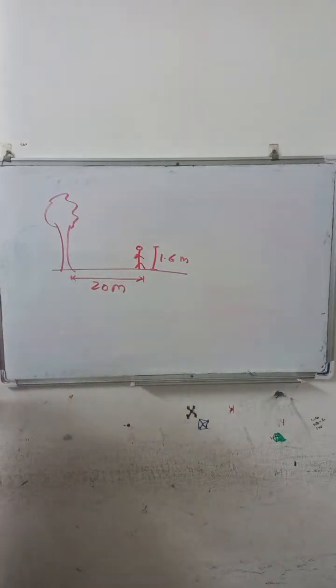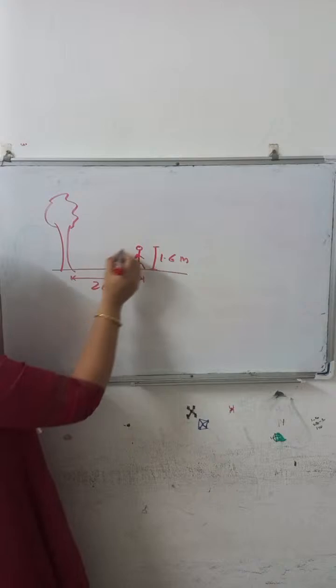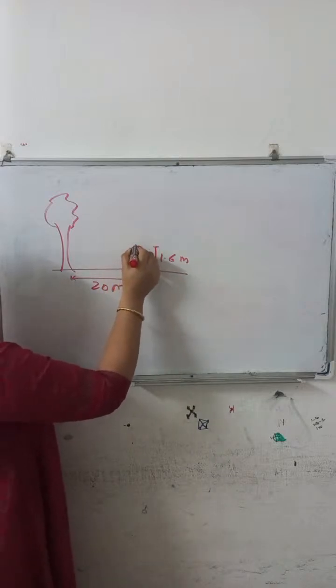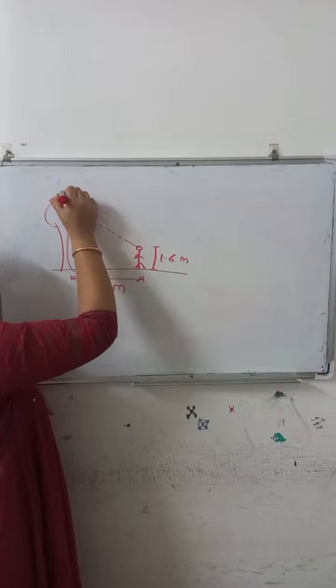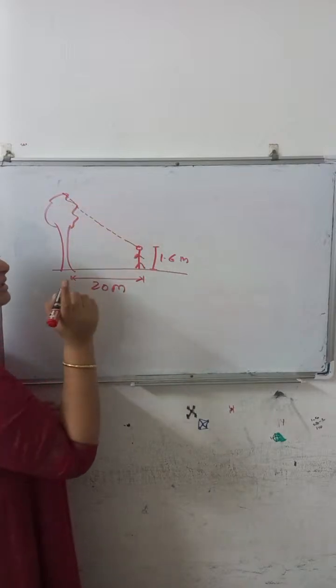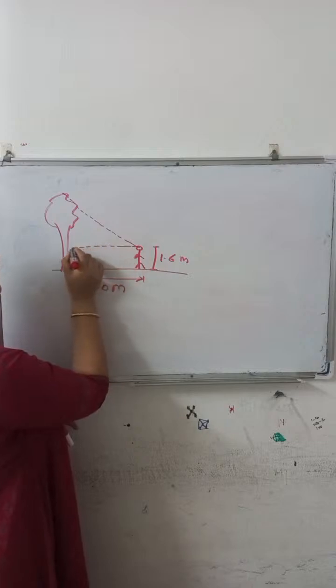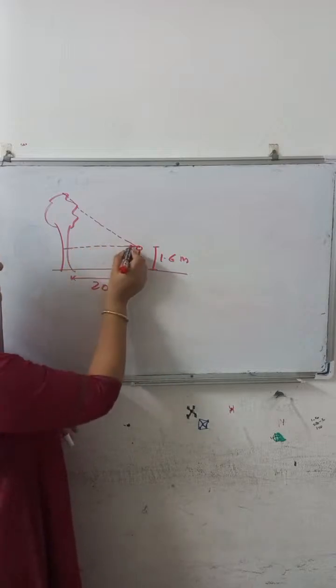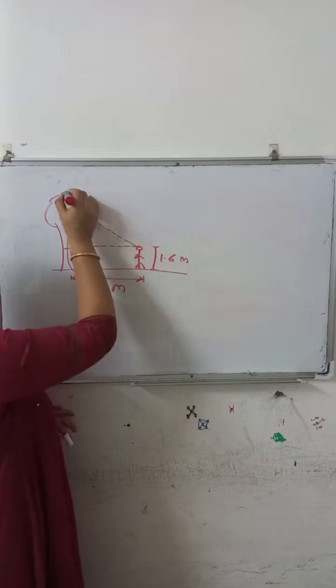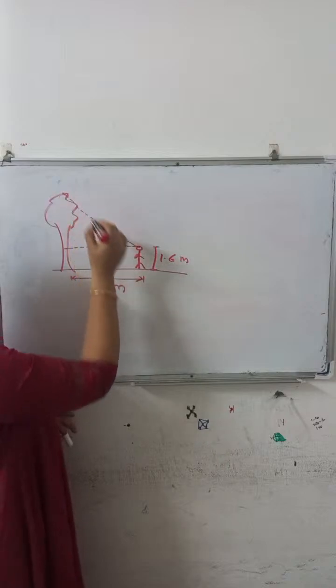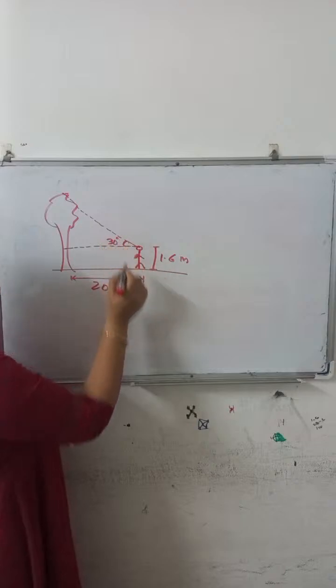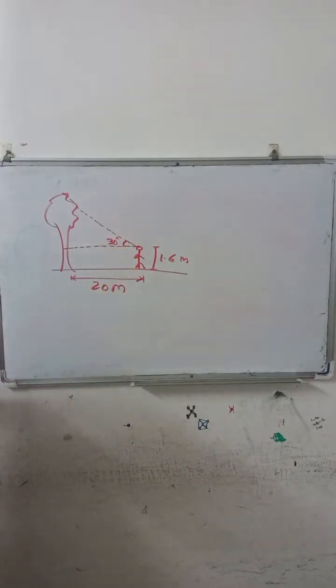Okay, and they are saying the angle of elevation from his eyes to the top of the tree. From his eyes means somewhere from the head. So this makes an angle at the top of 30. The line of sight is here and he is making an angle of 30. That means this angle is 30 degrees. Can you see how I am getting the angles over here?